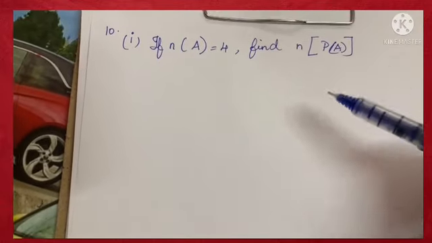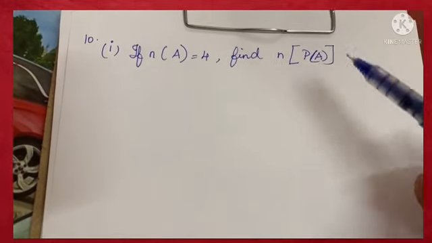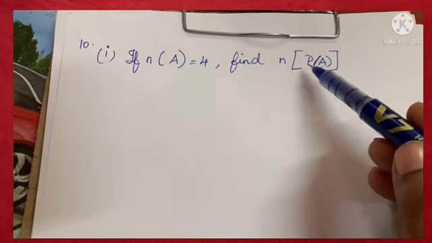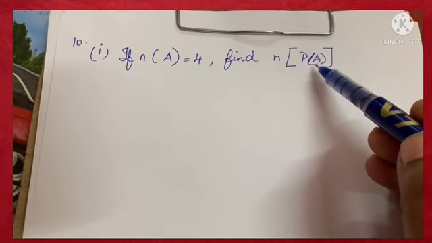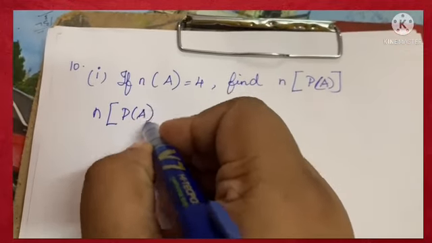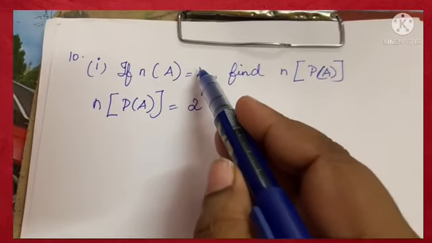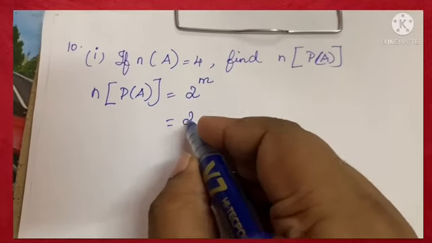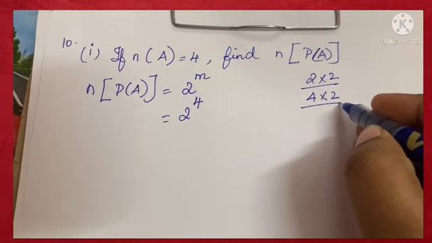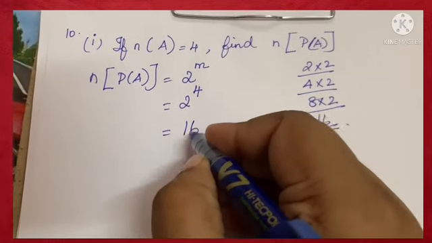And now moving on with the last sum. If n of A is equal to 4, find n of P of A. That is, the number of elements in a set is given as 4. But they want you to find the number of elements which you have in the power set. So how to find that? You know the formula. n of P of A is equal to 2 power m. m is nothing but the number of elements in the set. So it is 2 power 4. So 2 into 2, 4. Into 2, 8. Into 2, 16. So the answer is 16.